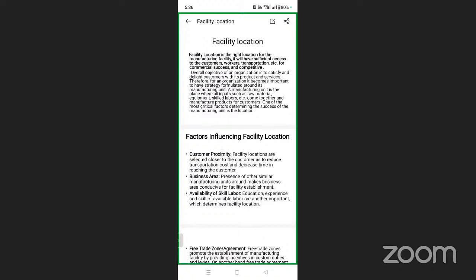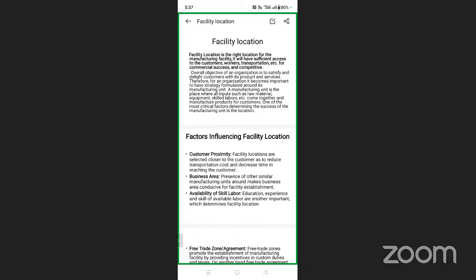Suppose you are a manufacturing company. First of all, you have to decide where you want to establish the factory, that is a good facility. After the end of the production, how will your product be transported to the customers? That means many factors determine where the organization will locate its facilities. Clear?